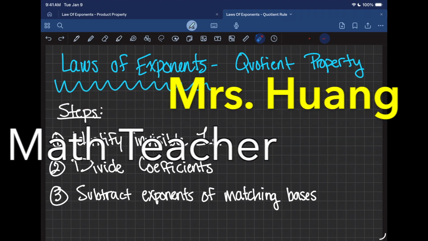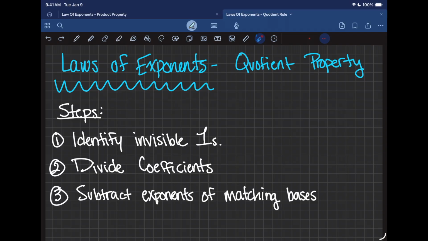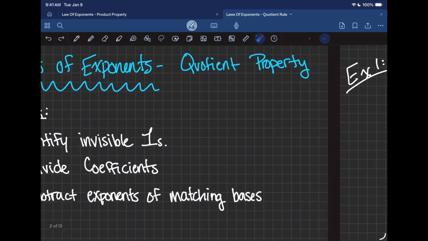So I'm going to follow the following 3 steps for all of these questions. We're going to look for our invisible ones. Then we're going to divide our coefficients, and we want to think about those coefficients as being our big numbers. And then for step 3, we're going to subtract our exponents. So we're going to subtract those little numbers that are next to our bases.